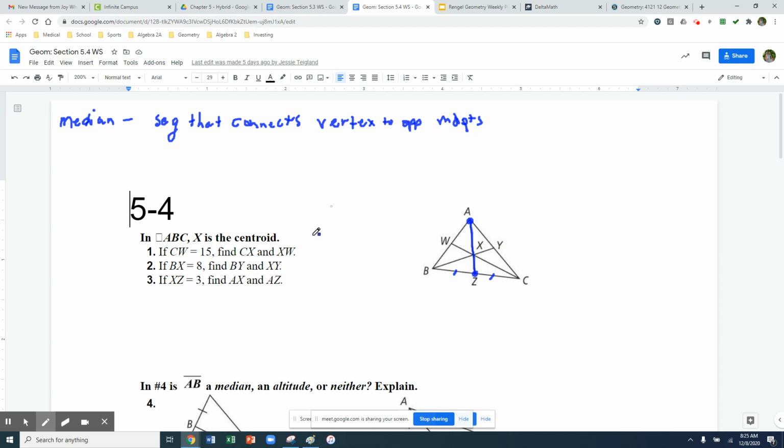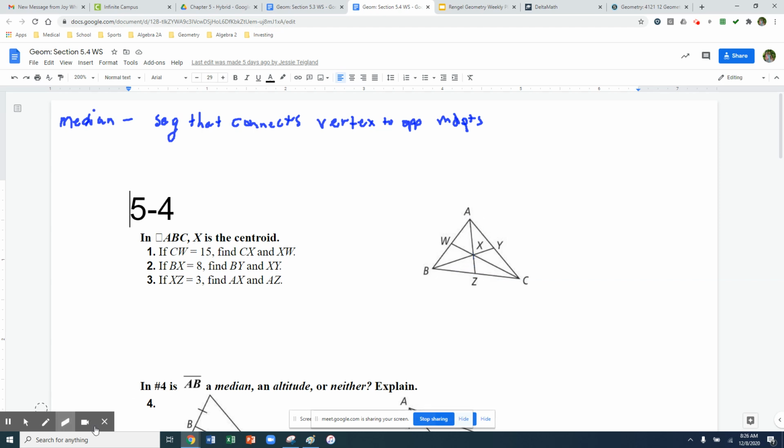Now there's some special things the median does. The median splits your triangle into 2 equal areas. Your median will split your triangle directly in half, because the triangles that you make have the same base, and they also have the same height. So the areas are going to be exactly the same. Your median will split your triangle into 2 exact equal pieces.